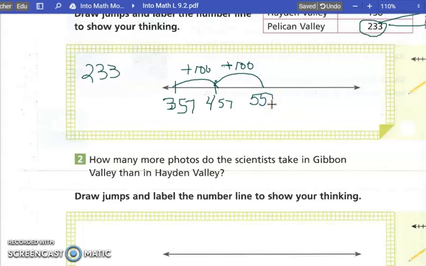Okay, now what am I going to add? I'm going to go to my tens. How much am I going to add? So it's easy to add tens by adding 10, right? So there's plus 10. So that makes it 567. Another 10.